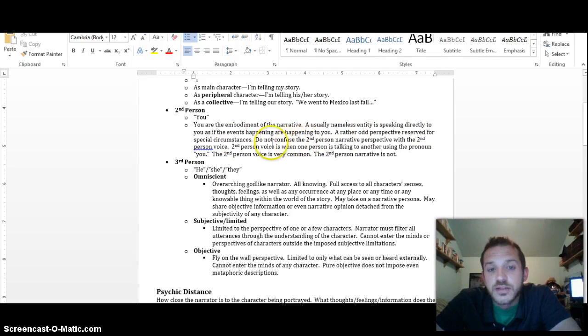And the important thing is to not confuse second-person narrative perspective with second-person voice. Second-person voice is very common, which is when you're talking to another using the pronoun you. This happens in narration a lot, and it happens obviously in dialogue and personal correspondences such as emails, but that's not necessarily second-person narrative. The you is not the narrator.